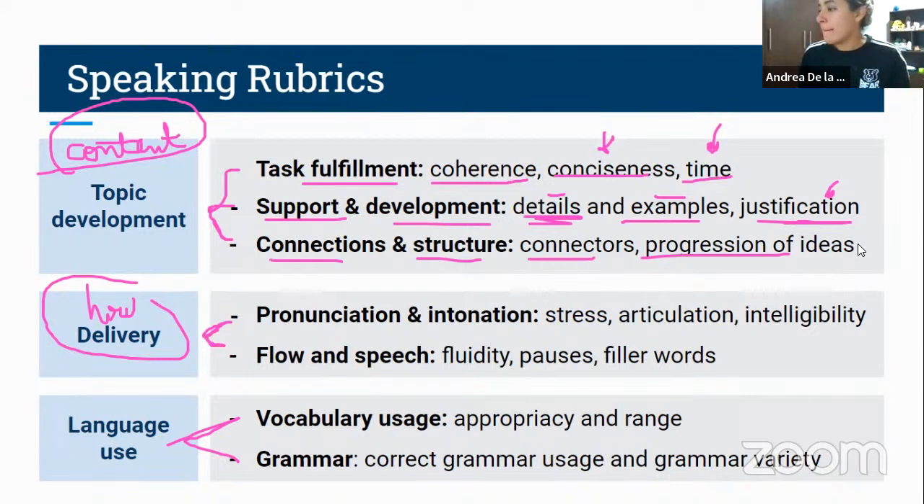So, Natalia, please, do you mind reading what we have here for delivery, these two bullet points? Okay, delivery, pronunciation and intonation, stress, articulation, intelligibility, flow and speech, fluidity, pauses, filler words. Okay, thanks so much, Natalia. So basically, delivery means how you deliver your response, how you speak, you know?